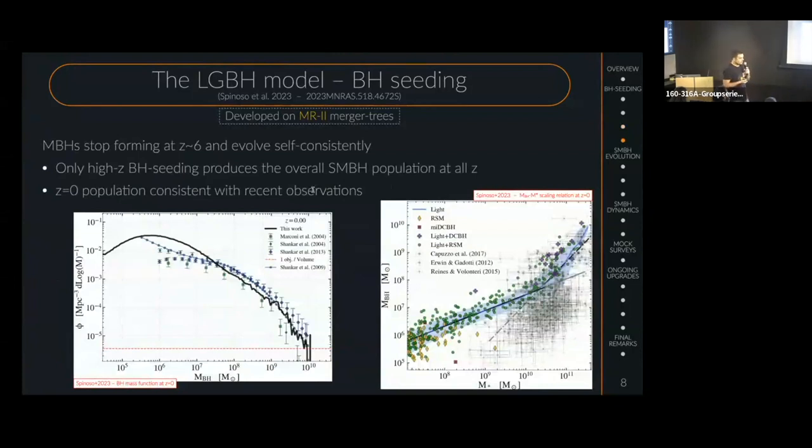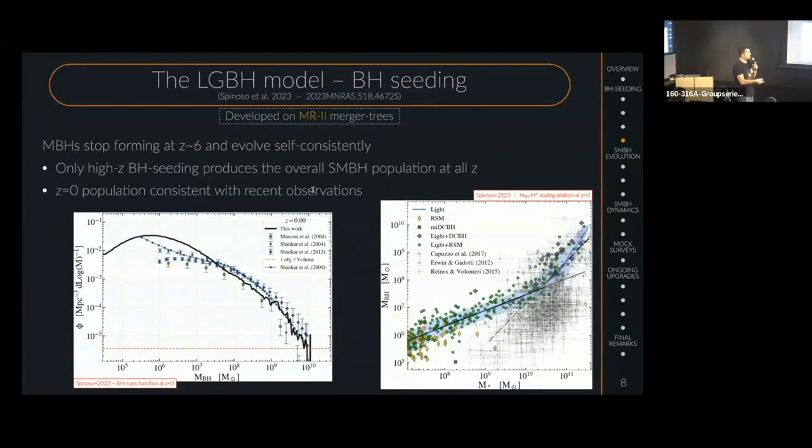And so black holes only form until the conditions allow. And this black hole seeding epoch, let's say, ends at redshift 6. After that, black holes evolve self-consistently and without any more black hole forming down to low redshift. And this is actually interesting because the outcoming population of black hole seeding processes is consistent with local observations.